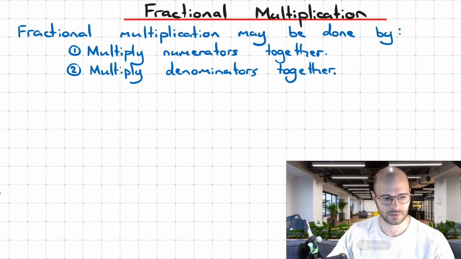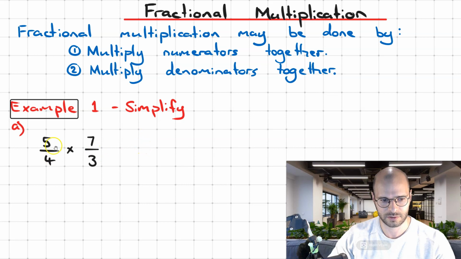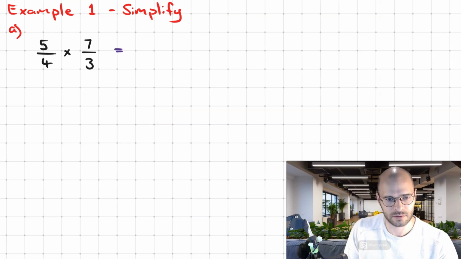We're going to go example 1, simplify. First example is going to be simplify 5 over 4 times 7 over 3. This will be simplified by, firstly, multiplying the numerators together, and after that, we'll multiply the denominators together. Starting off, I draw my equal sign. I then draw an extended vinculum.